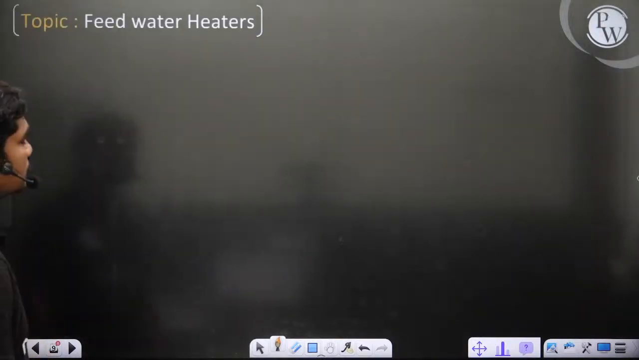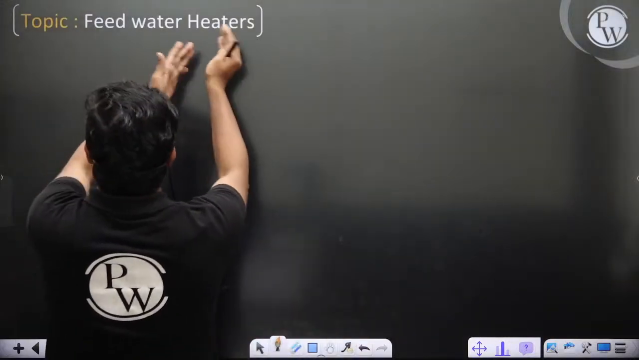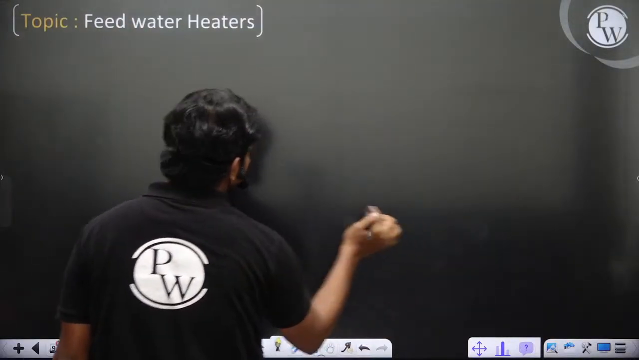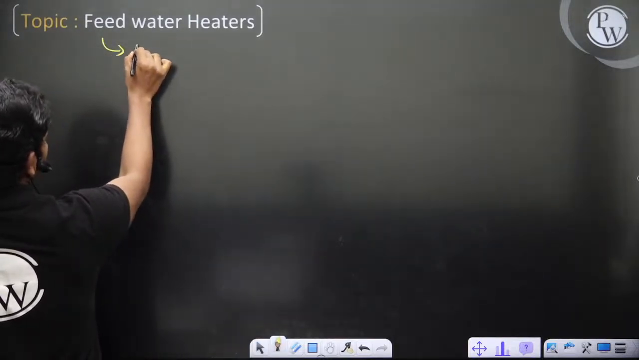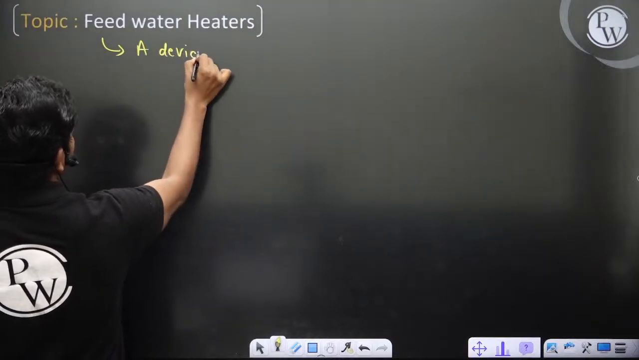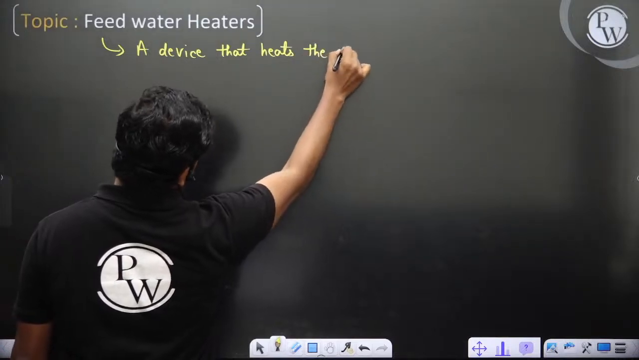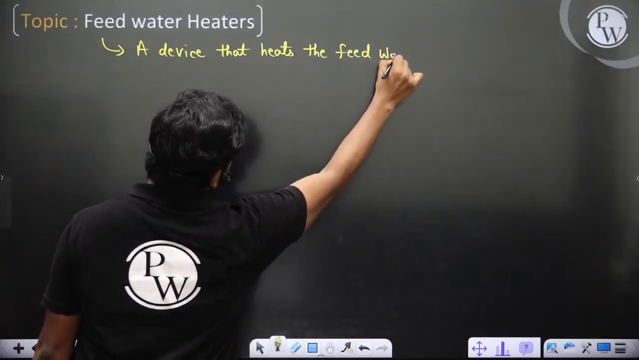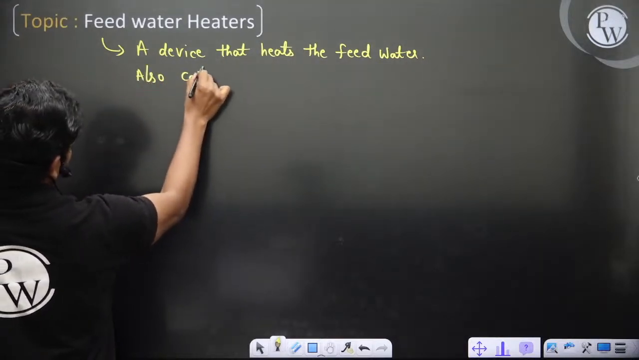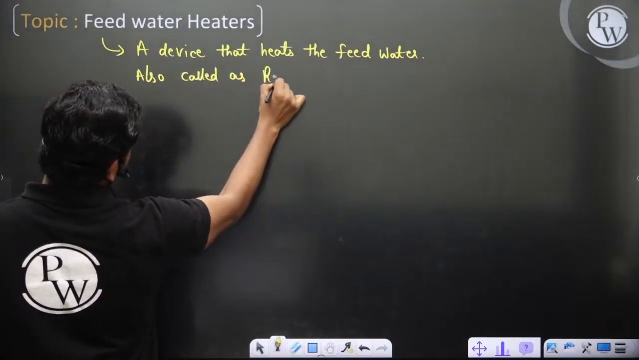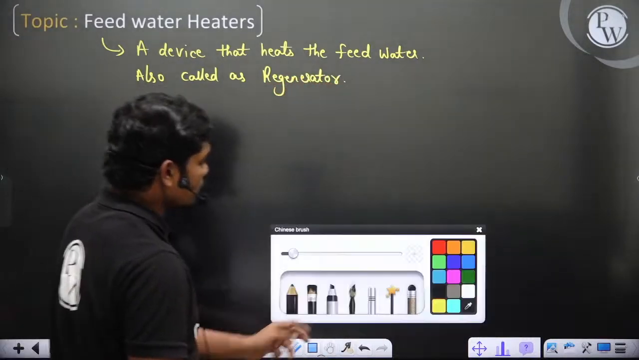So let us see here, feed water heaters. So what are these feed water heaters? As the name tells you, this device will actually heat the feed water. That's it. The answer may sound like a joke, but it's actually correct. A device that heats the feed water. This is sometimes also called a regenerator, or feed water heater sometimes.